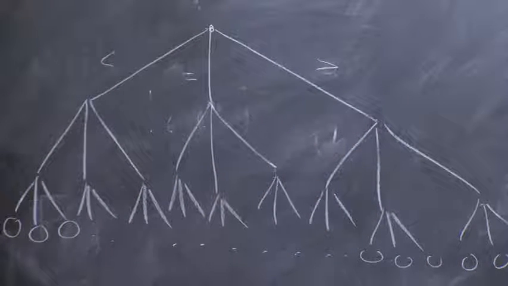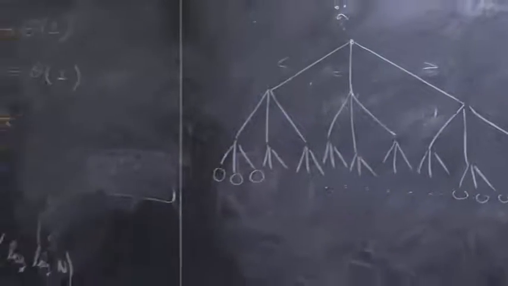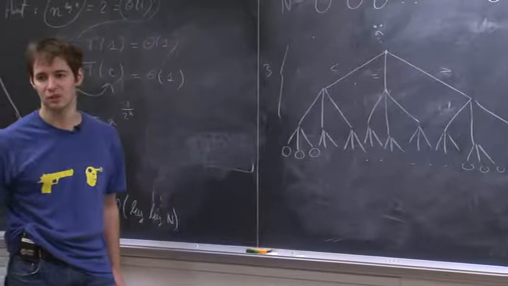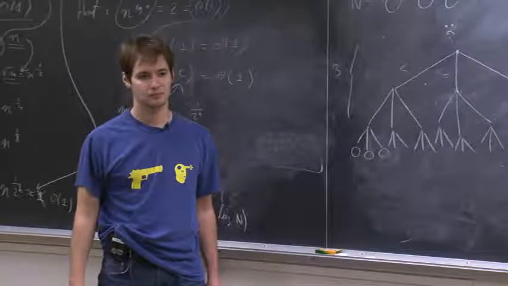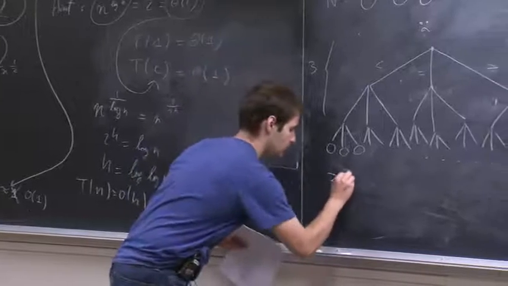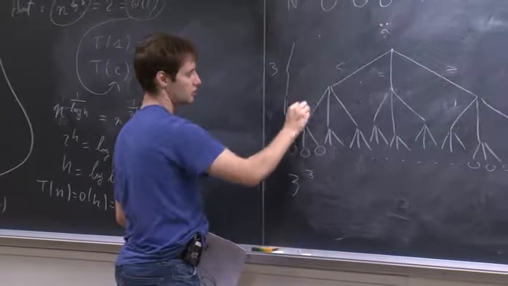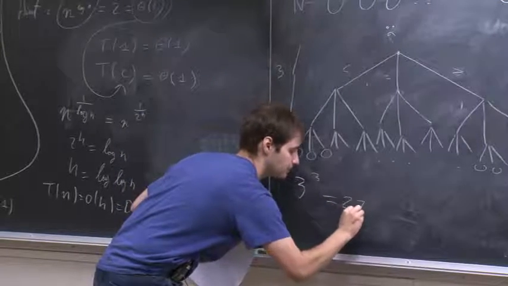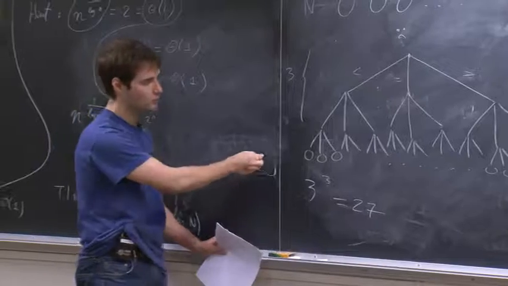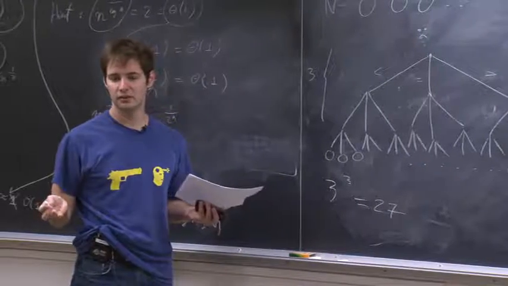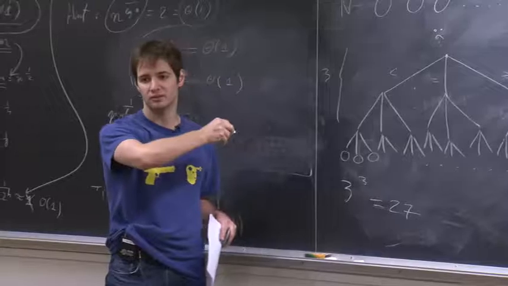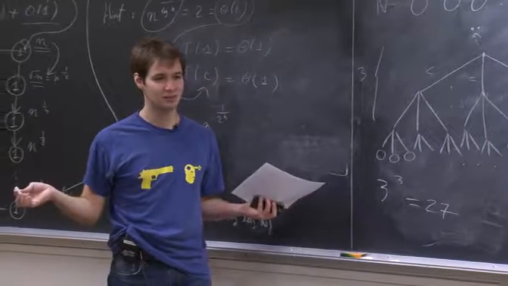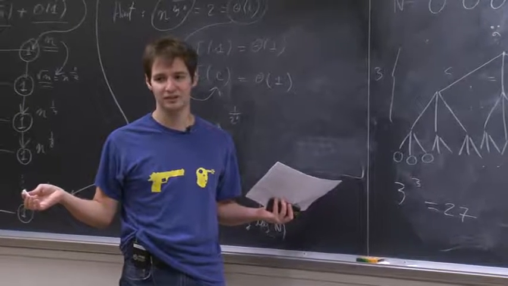So how many answers do I have at the bottom if I have three levels? Here I have three experiments, so three levels in the decision tree. How many answers? 3 to the 3rd, because I start with 3 at the first level, 9 at the second, 27 at the third. Each time I multiply by 3. So if I do 3 weighings, I can give at most 27 answers. If I have more than 27 coins, I can't possibly decide which one is bad.